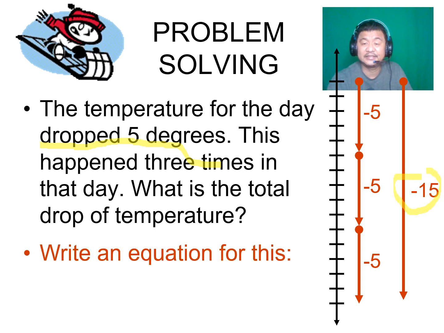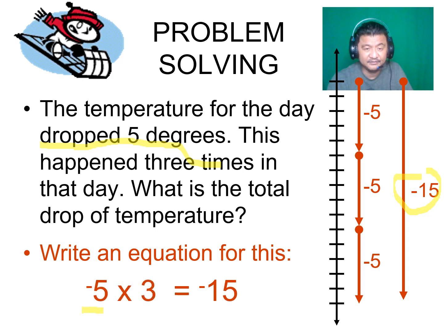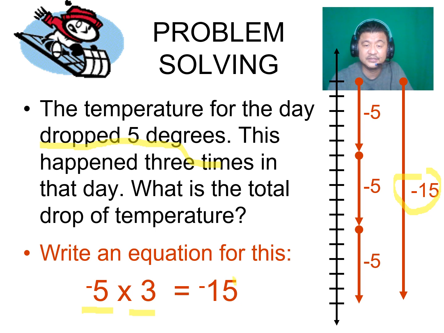Now let's write it as an equation. So that's going to be -5 times 3. Why not negative? Because there's only 3 times, right? It's positive 3 times. And the answer is definitely negative. Okay?